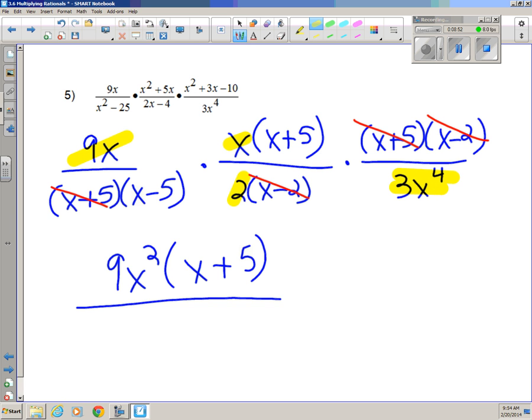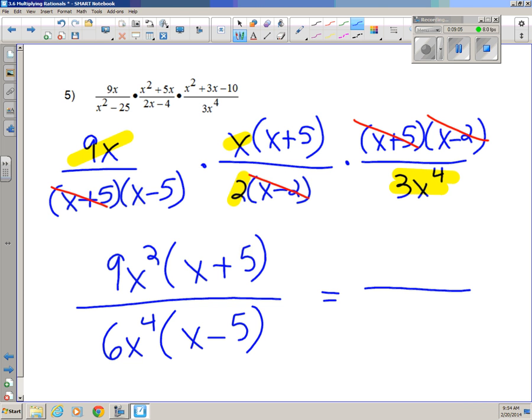On the bottom, I'm going to see what I have in terms of monomials, and I happen to have this and this. So this is going to be 2 times 3, or 6x to the 4th, with an x minus 5. Not quite done because the 9 and the 6 can both simplify. They both can be divisible by 3. So 3 goes into 9 3 times. 3 goes into 6 twice.